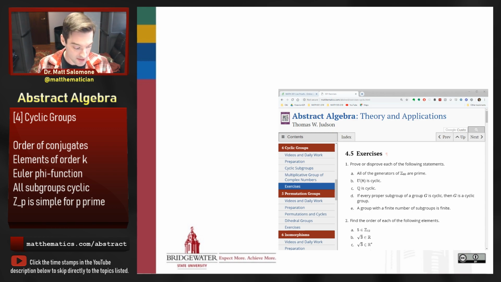So hopefully we'll get a chance to talk about the proof of why every subgroup of a cyclic group is actually also cyclic. And then finally, we'll look at the additive group of integers, Z mod p, where p is a prime number, and prove that that group is what we call simple. It has no subgroups that are interesting.